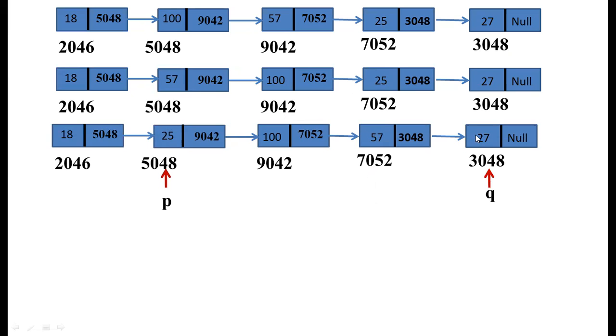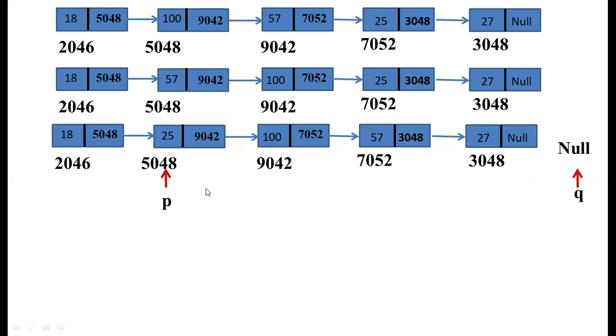25 greater than 27? The condition is false, so no swapping. Once after checking, if the condition is false, we need to move the cursor to null. So when the Q value becomes null, then the second iteration is complete. After completing the second iteration, the second smallest value came into the second node. If you notice, this is the second smallest value. So once after completing the iteration, what do we need to do?